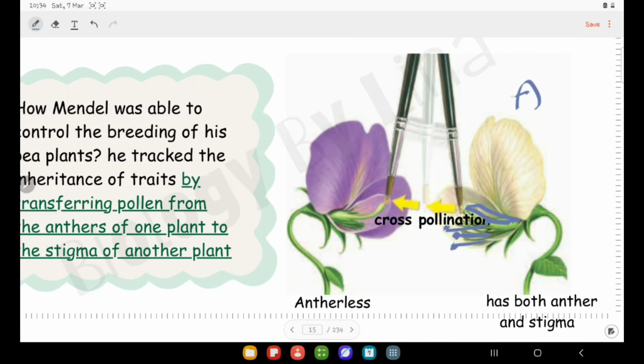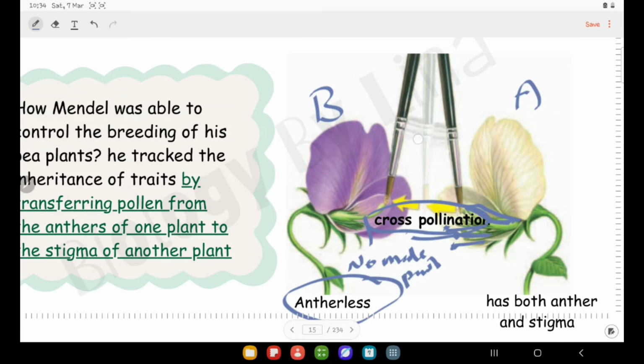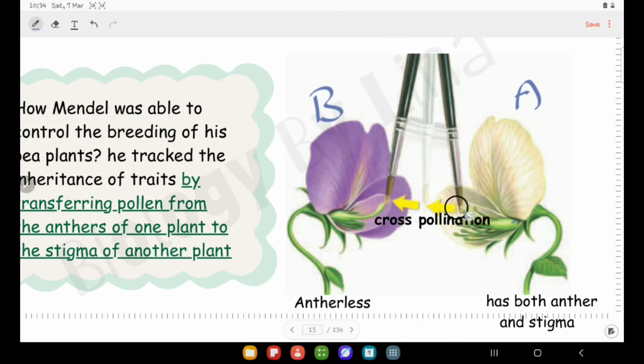So this flower, let's say it's A, the white flower, has both male and female parts, which are the anther and the stigma. While figure B, the purple flower, has only the female part and no male part. We can say it's antherless. It means no male part. It only has the female part. And what he did was cross-pollination. So if the question asks what happened here, it's cross-pollination. And you know in cross-pollination, the pollen grain will transfer from the anther to the stigma.